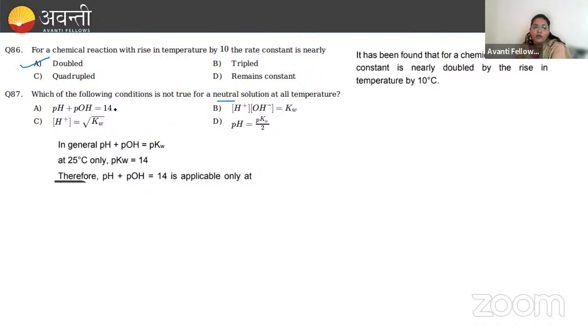Next, which of the following conditions is not true for a neutral solution at all temperatures? So what is happening here? Look, pH plus pOH is equal to 14, H plus times OH minus is Kw, H plus is the square root of Kw, pH is equal to pKw by 2. So which answer will come here? Yes, 87, ABCD. H plus is equal to OH minus is equal to root Kw. Okay, pH is equal to pOH for a neutral solution, but in option A it is pH plus pOH is equal to 14.